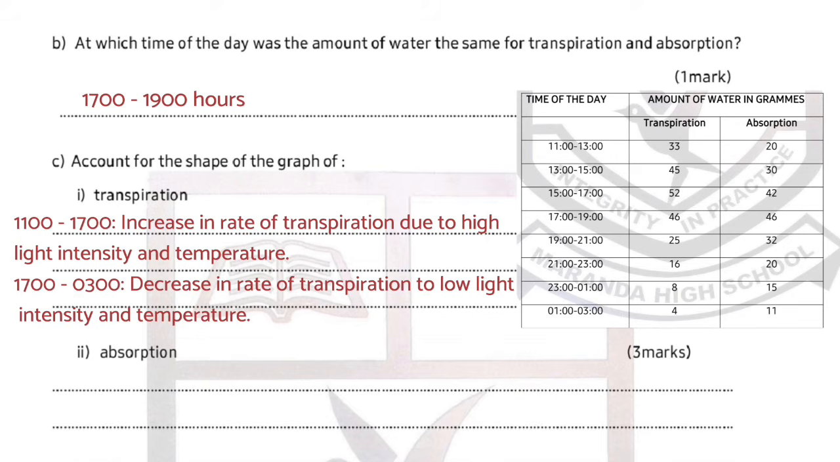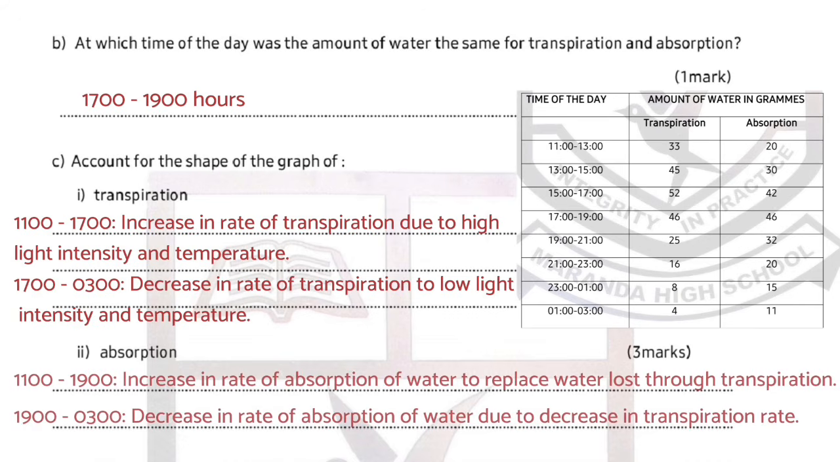Now, when it comes to absorption of water, the curve was also similar. We had an increase during the day and then later on a decrease. So let's start. Between 1100 to 1900 hours, we had an increase in the rate of absorption of water. This, of course, was to replace the water that was lost through transpiration.